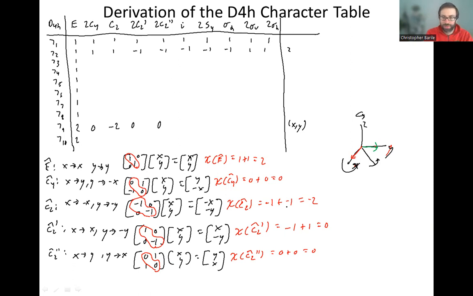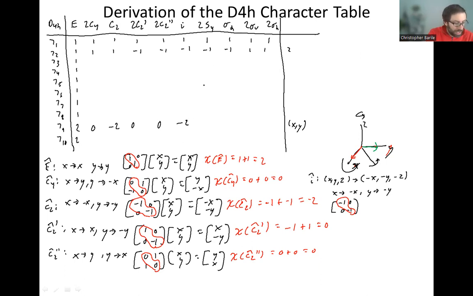Our next one is inversion. Inversion's always a nice one because it kind of tells us some things. By definition, an arbitrary point x, y, z goes to negative x, negative y, negative z. So that means that x goes to negative x, y goes to negative y. And so our matrix for this transformation is just going to be negative ones on the diagonal. I'm not going to write the whole thing out, but we're going to get an answer here of negative 2, right? It's negative 1 plus negative 1.